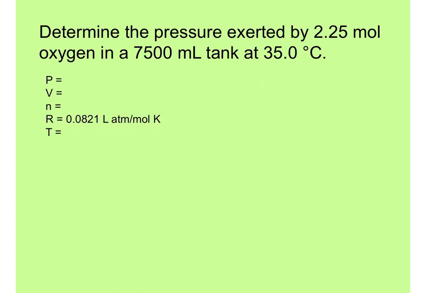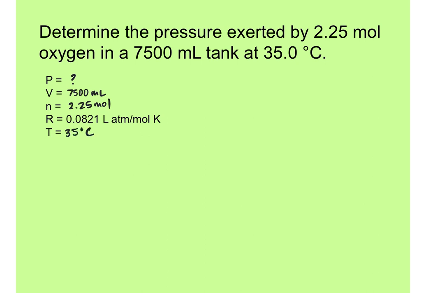When you're trying to do an ideal gas law problem, go through and identify your variables first, then decide if you have to do any unit conversions. So the question: determine the pressure exerted by 2.25 moles of oxygen in a 7,500 milliliter tank at 35 degrees Celsius. We are determining the pressure, that's our unknown. Our volume is 7,500 milliliters. Our number of moles is 2.25. It's given to me right there in the problem. And then the temperature, 35 degrees Celsius.